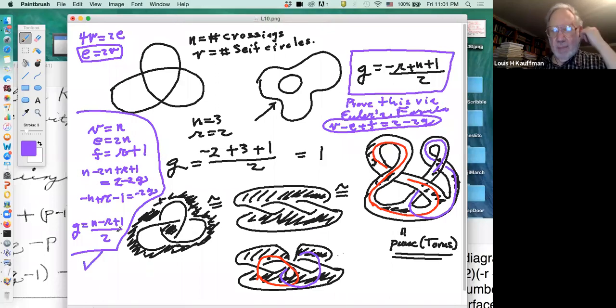Okay, so on the one hand, by Euler's formula, you can find what the genus is for the Seifert surface. And on the other hand, it's, of course, interesting to see how it works out in actual practice. So this is what we have. Now, getting back to the torus knot.